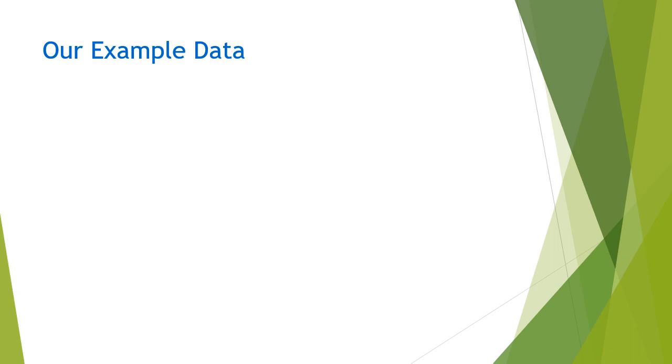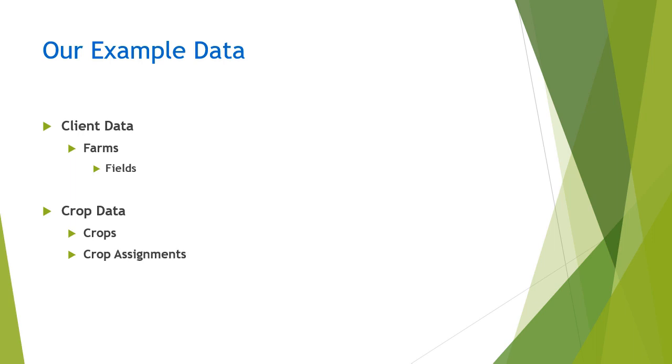We're almost ready to start coding, but before we do, let's briefly go over our custom data model. It's a hierarchical data model consisting of client data, and this client object has one or more farms, and those farms have one or more fields. Additionally, we have crop-related data, which consists of crops and crop assignments. Assignments data tells us what kind of crop, what field it's located in, and the growing season.